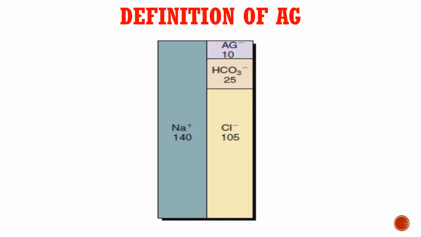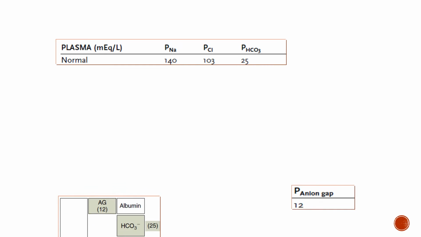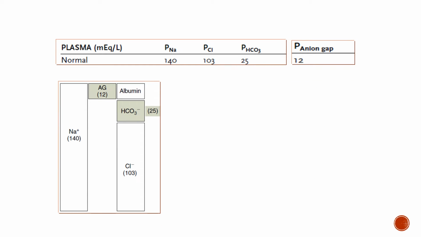Okay, and this can be explained in this figure. Sodium 140, chloride 105, and bicarbonate is 25. Okay, if we calculate the anion gap, it will be 10. This 10 can be explained by some anions that are not measurable and don't enter the equation, and most of them is albumin. Okay, so this is the source of the anion gap. And like in this example, the anion gap is 12. It is normal. It can be explained mainly by the albumin.